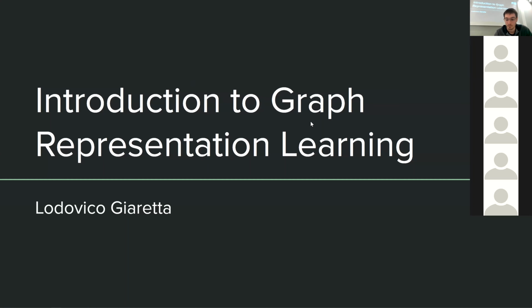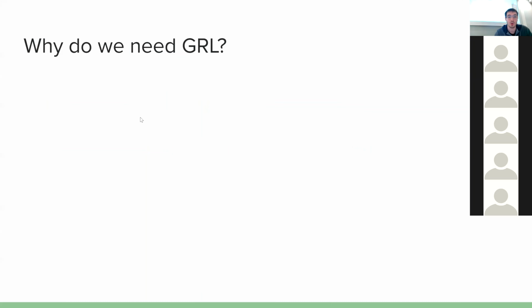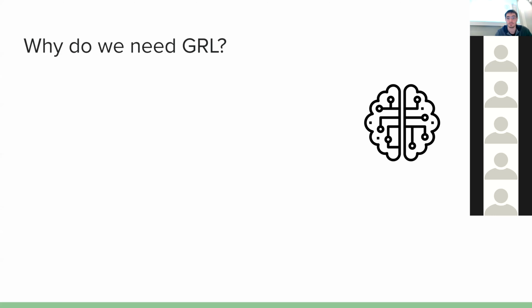So why do we need graph representation learning? Well, nowadays we use a lot of machine learning to solve many different kinds of problems, and it's becoming pervasive in all modern research in computer science because of its power, its ability to identify patterns in the data.